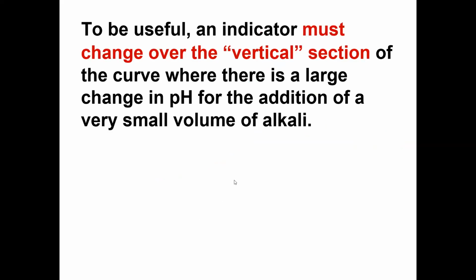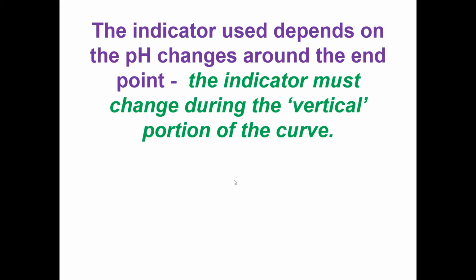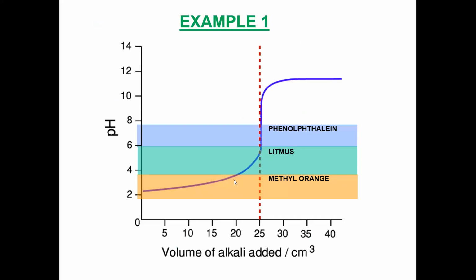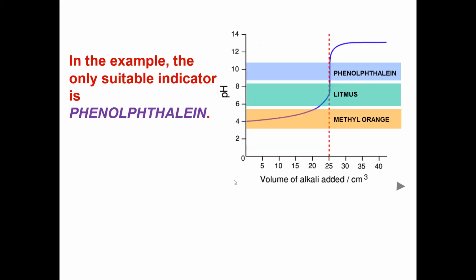Now, we always look for the vertical section. The indicator must change during the vertical portion of the curve. Different indicators are used. For example, in this example, we are using a strong acid because we are coming from around 2 plus and going up to a bit lower than 12. So we are using phenolphthalein. Phenolphthalein will be suitable.